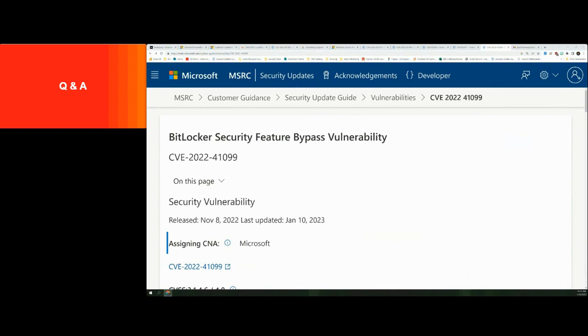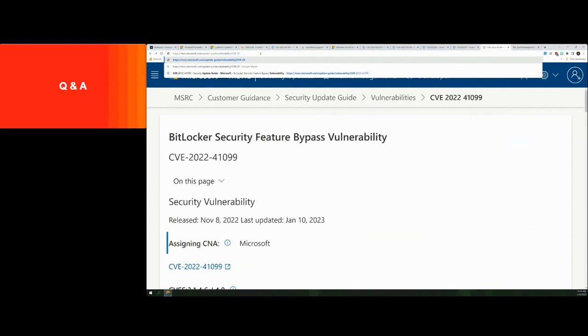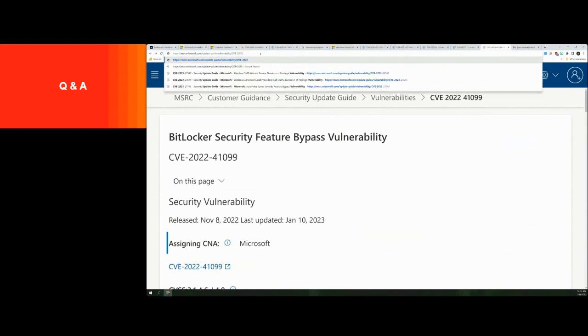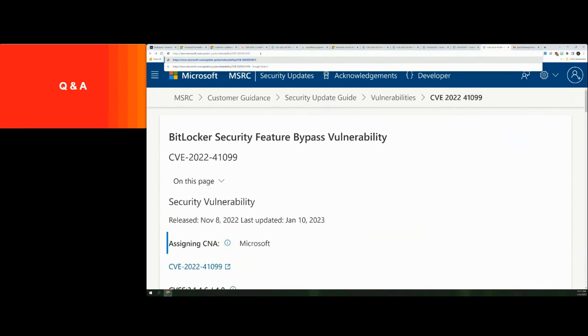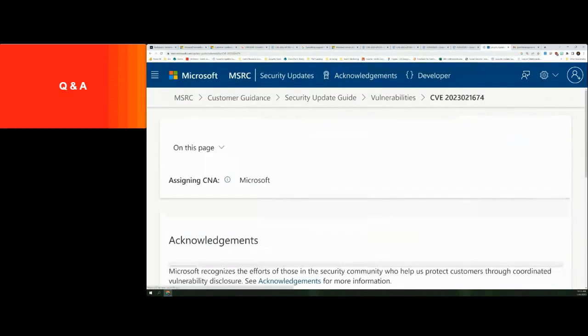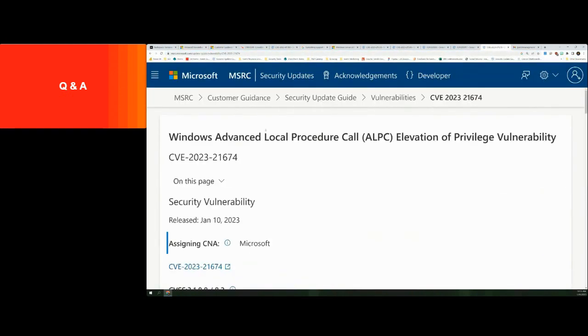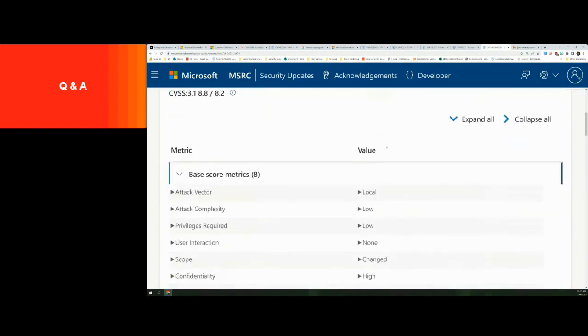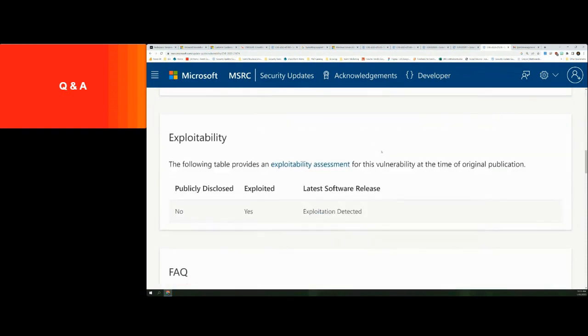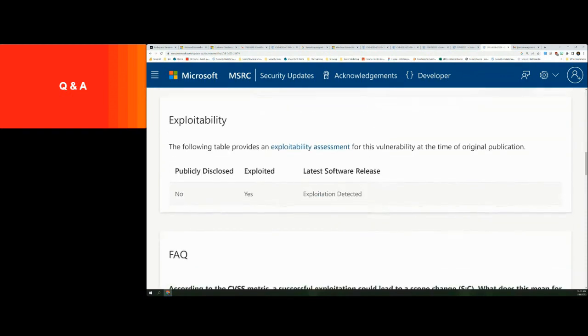CVE-2023-21674 does not require immediate patching. Let me check that one real quick just to make sure I know what we're talking about. 2023-21674. Oh, come on. It didn't get another hyphen in there. Windows Advanced Local Procedure Call, elevation of privilege vulnerability. So that was the vulnerability that was confirmed exploited right now.